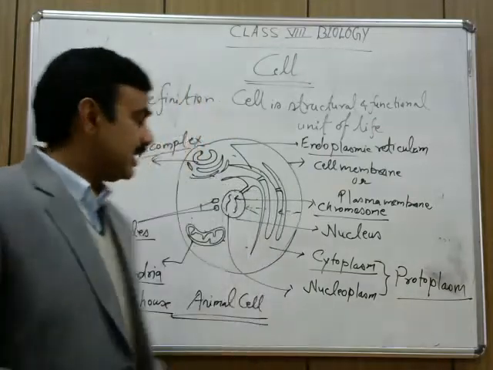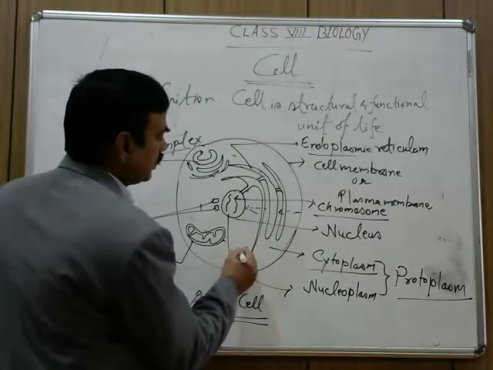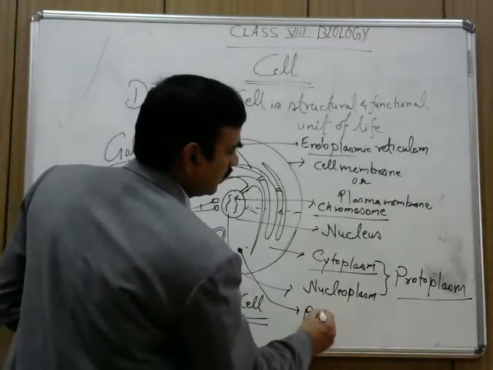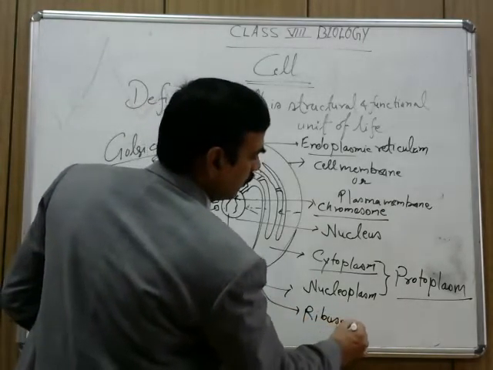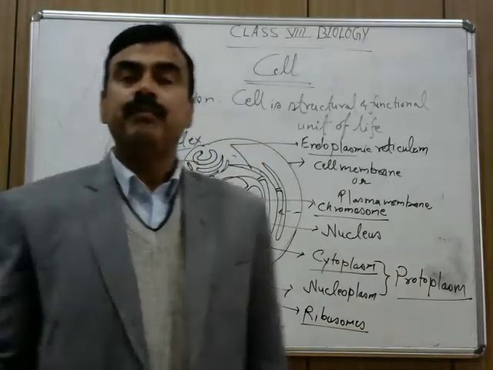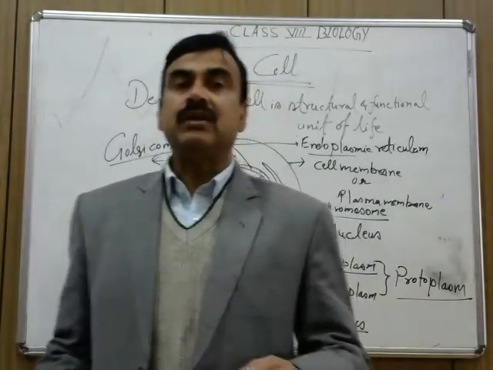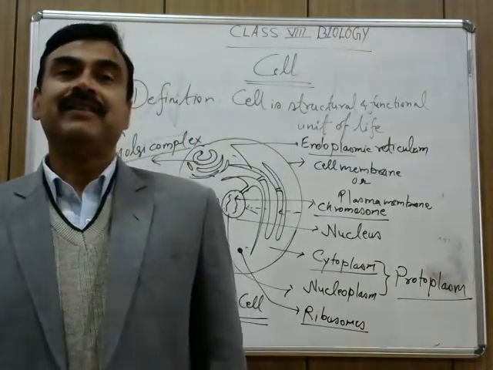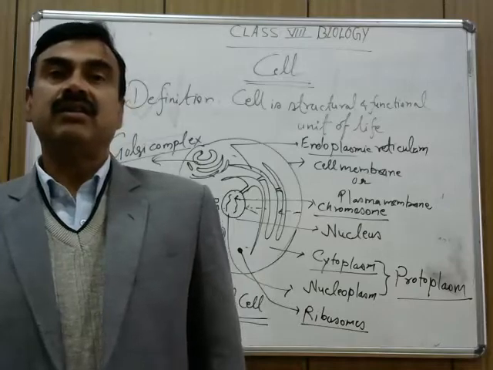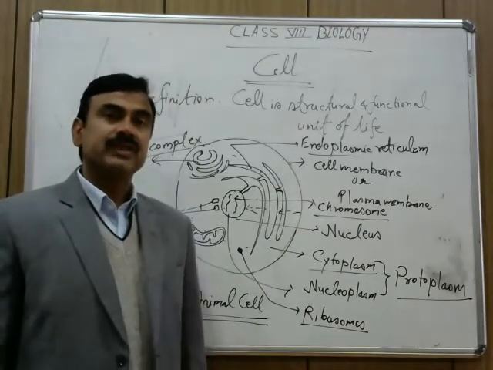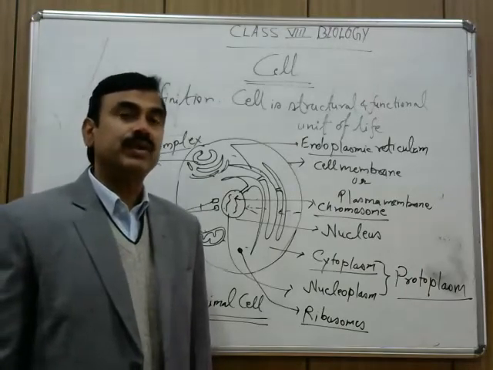Some cells like ribosomes. Ribosomes are called the engine of the cell. They produce the protein. That is why it is called the protein factory. Ribosomes are responsible for protein production.